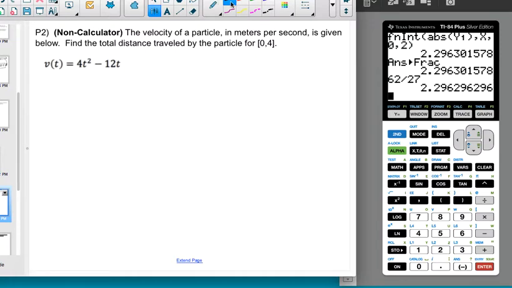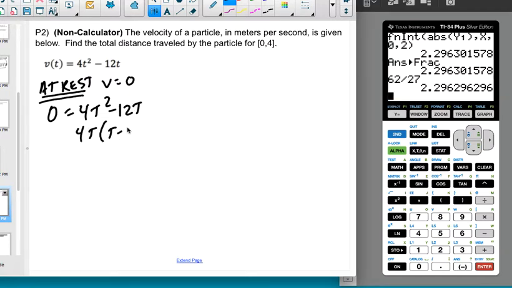Same idea. I know it's tedious. Remember that on an AP, you're probably not going to have to do one of these by hand, but it's good to understand the concept in case you did. So remember, the first thing I have to do is find where this particle is stopping. I need to find where v is 0. So 0 equals 4t squared minus 12t. I'm pretty sure I can take out a 4t and be left with t minus 3. So it looks to me like t is 0 and t is 3. Well, that's nice because I'm only going from 0 to 4.